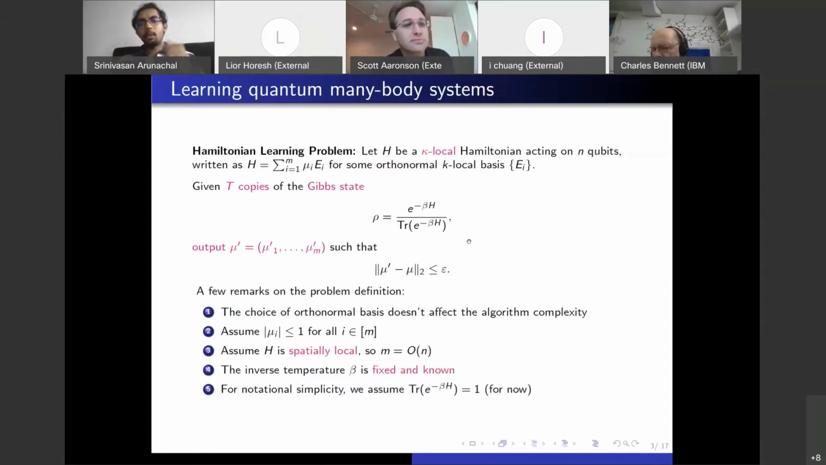Right. The first question you would ask is, why should someone even care about the Hamiltonian learning problem? Sure, it sounds interesting, but is there more reason as to why someone should look at this?